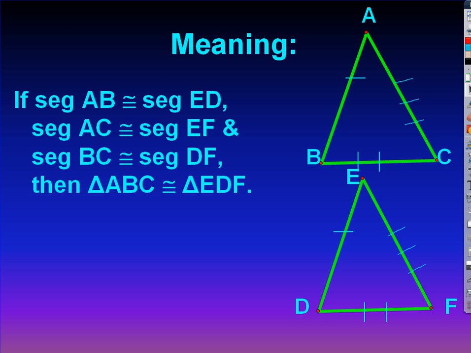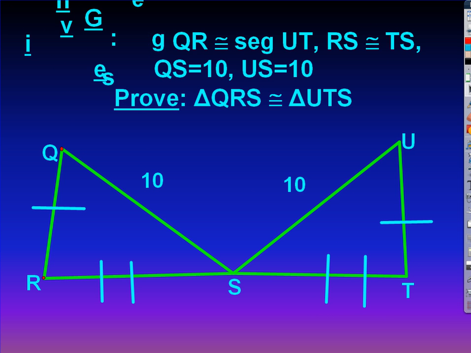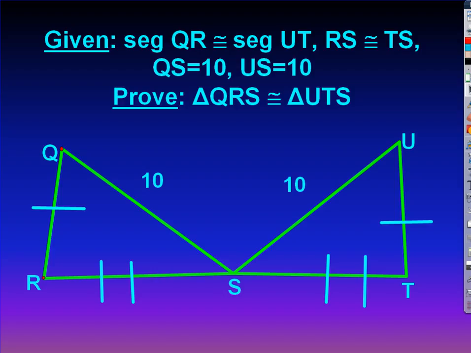That's a good shortcut. Okay, so we'll go through this pretty quickly. This is a relatively simple one. How could we show here, given this information, that these 2 sides are congruent, and the lengths of QS and US are both 10? How could we prove that those 2 triangles are congruent? What do you think? 2 of the sides are given. Good. Now, how do we get the 3rd?